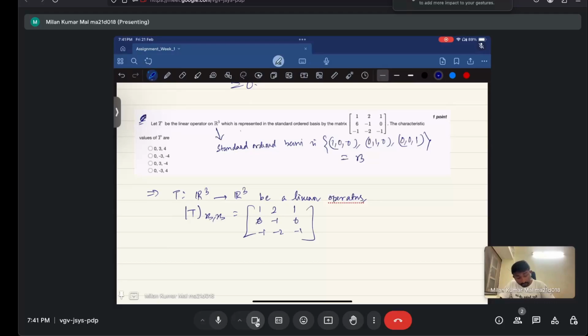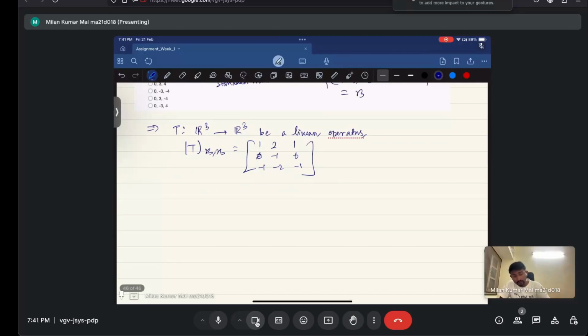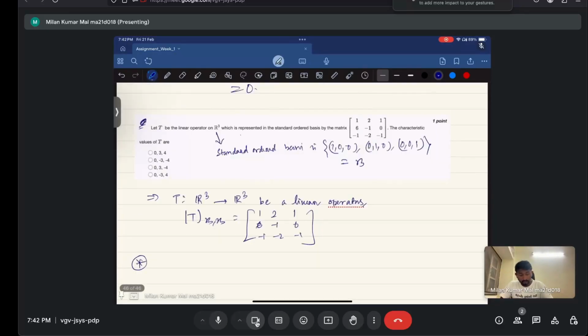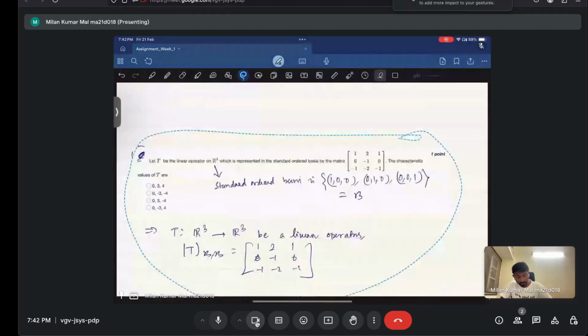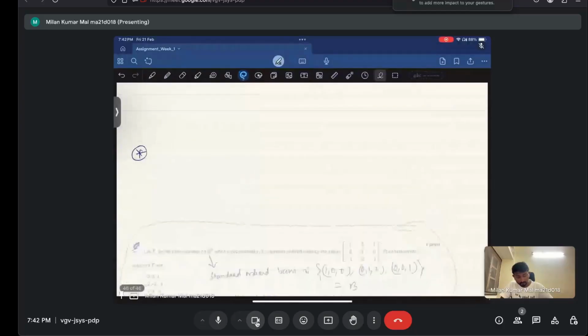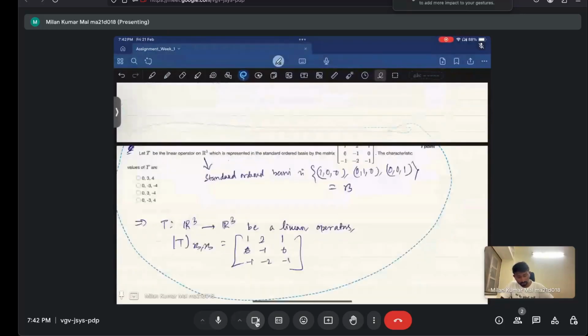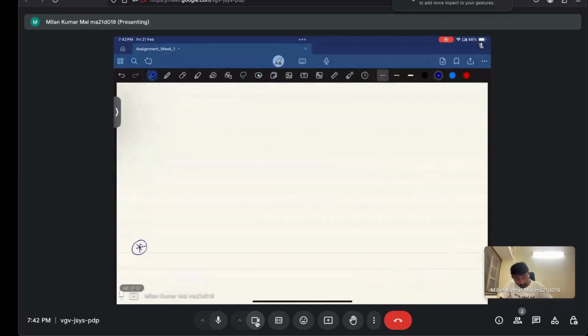Now the characteristic values of T are to be found. So let's do something for characteristic values. For that we will first recall what a characteristic value is.